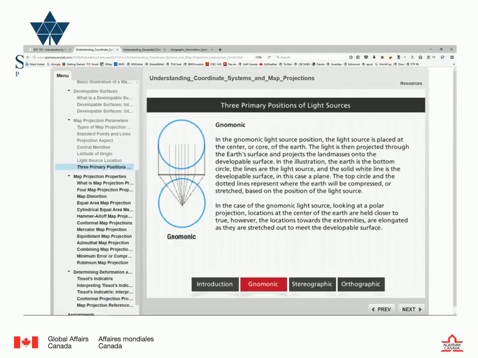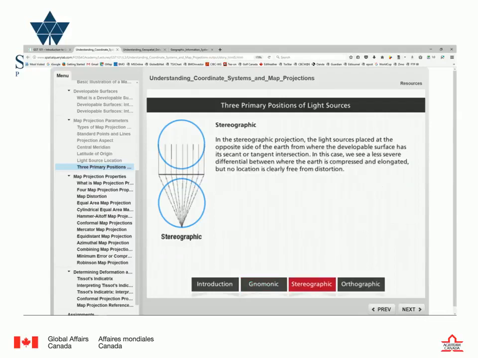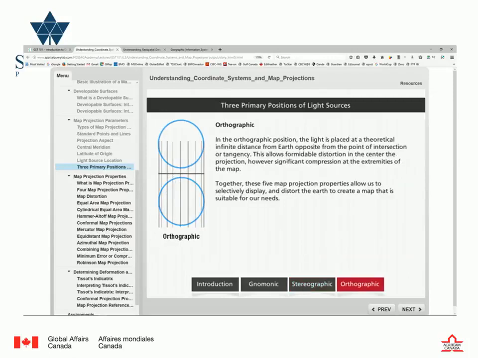Projections are also related to the light sources. So the gnomonic, probably the one I think we're using. So there are 3 types: gnomonic, stereographic, and orthographic light sources. So the stereographic is from the other side of the Earth, and orthographic is infinite, from the sun.